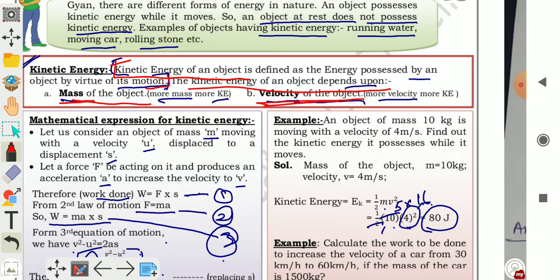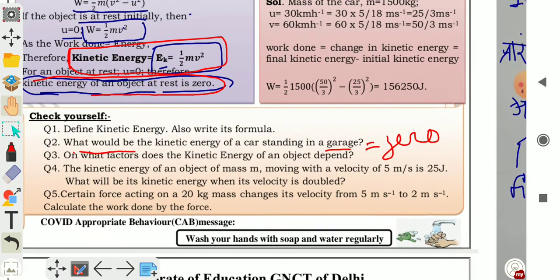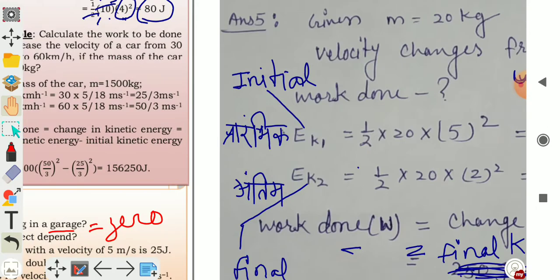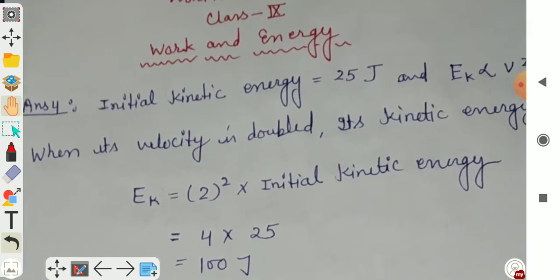Question number 4 is a numerical. The kinetic energy of an object of mass m moving with a velocity of 5 meter per second is 25 joule. What will be the kinetic energy when its velocity is double? If the velocity is double, what will be the kinetic energy? You can find out in this way.